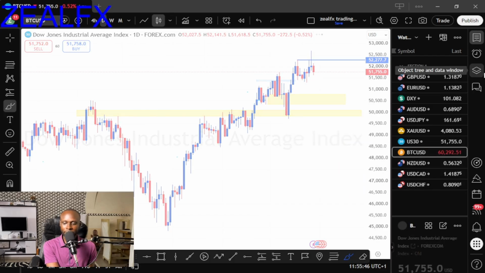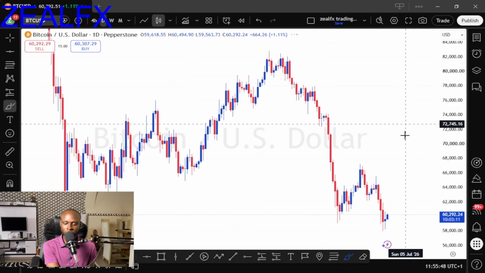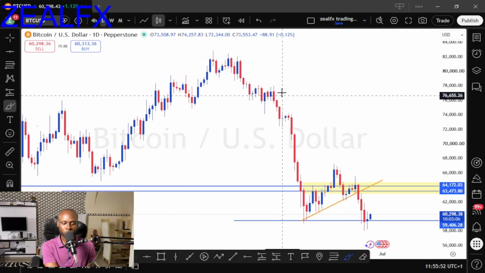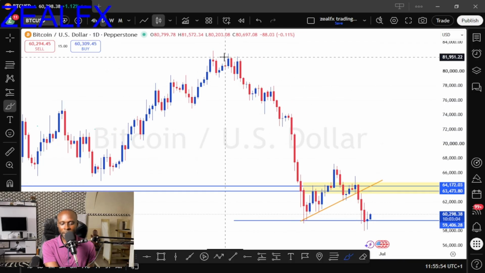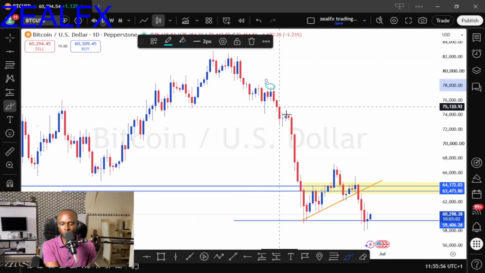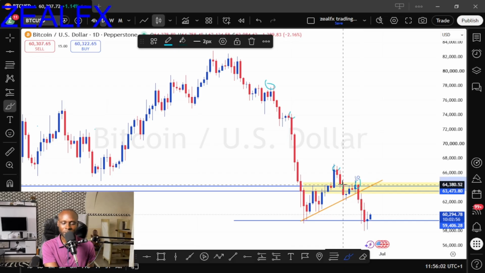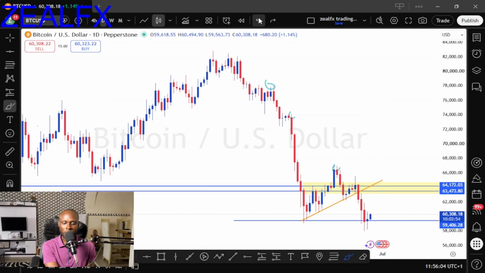So let's look at our next pair, which is the BTC USD. On my daily time frame, you can see price is still creating a series of lower highs for the BTC USD. So long as we have this series of lower highs, we still expect more price to drop for the BTC USD. We can't jump in for buy or sell for now.